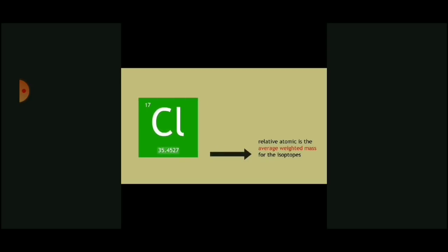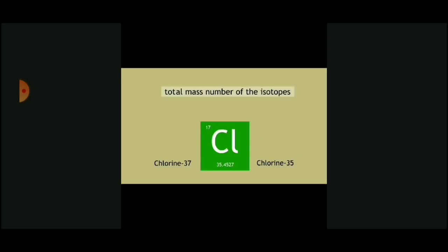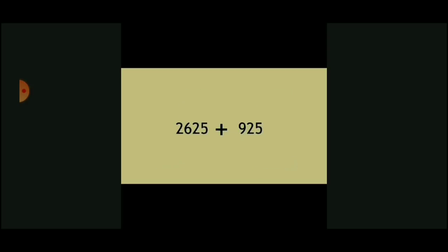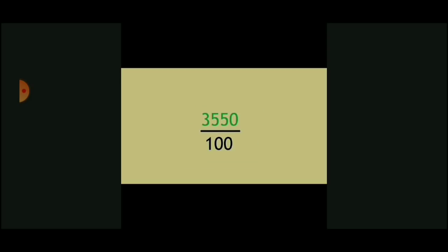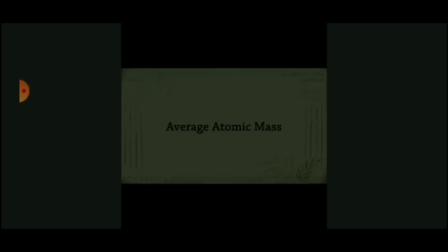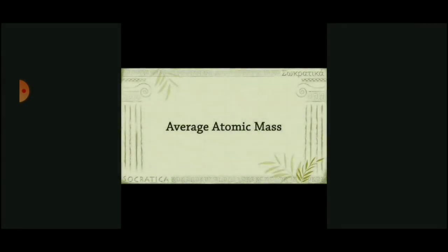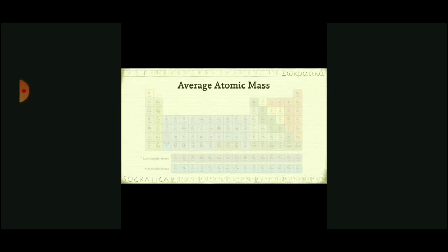Now let us take the chlorine atom again. The relative atomic mass is the weighted average mass of the isotopes. The total is equal to the mass number of each isotope into its percentage abundance. So you have taken two isotopes. The answer is 35.5. To find the relative atomic mass of any element, we must calculate using the isotopes. Now how to calculate the average atomic mass? Let us see the periodic table.